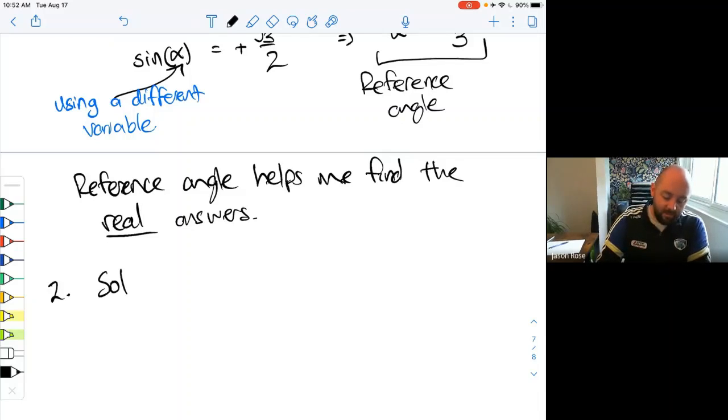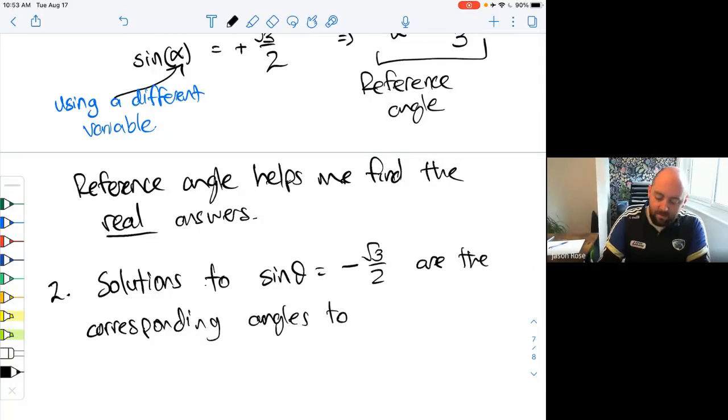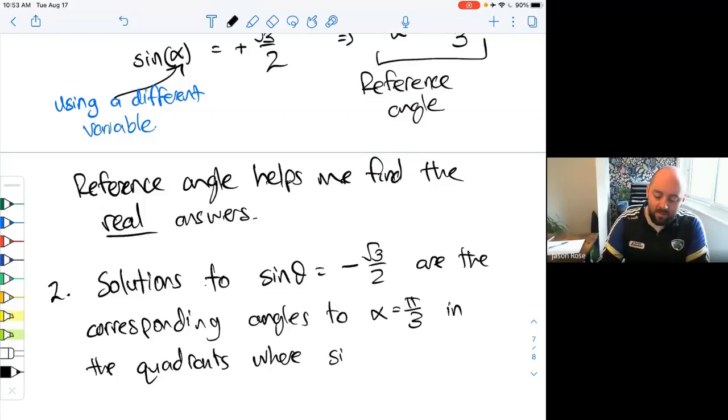The next step is that solutions to the question that we want, sine theta equals -√3 over 2, are the corresponding angles to what we found, that pi over 3, in the quadrants where sine is negative.